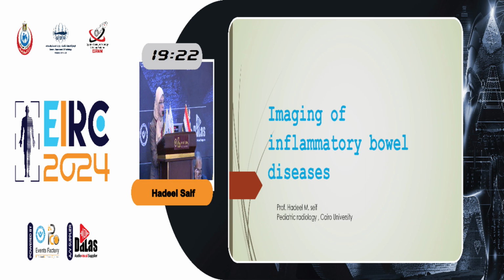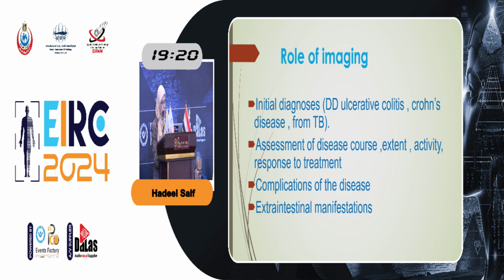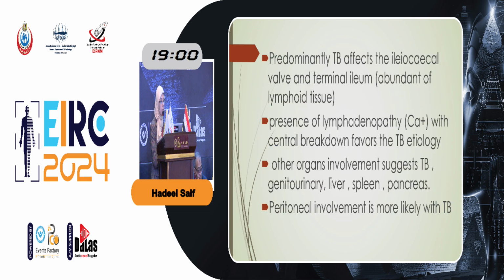We'll talk about the imaging of inflammatory bowel diseases, and the role of imaging initially is to do an initial diagnosis, differentiating ulcerative colitis, Crohn's, and tuberculosis, which are the most common causes of inflammatory bowel diseases in children. Assessment of disease course, extent, activity, and response to treatment, as well as the complications of disease and extraintestinal manifestations.